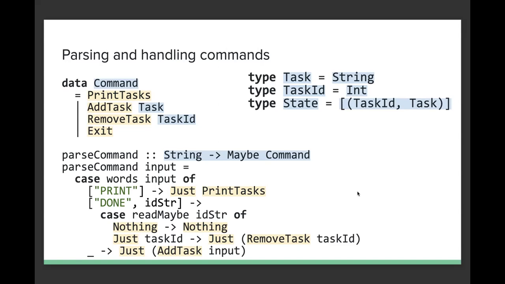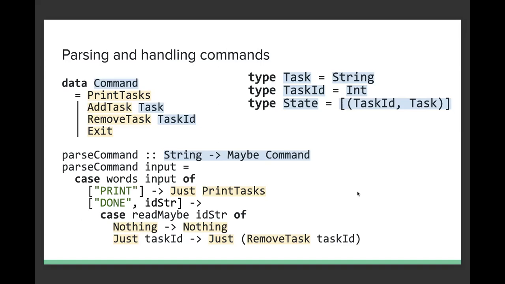No, task ID is an integer. ID star is a string. Task ID is an integer. Why is task ID an integer? Because task ID is an argument to remove task. The type of the argument to remove task is task ID, which is equivalent to integer, right? So we know that the task ID variable should have type int, right?